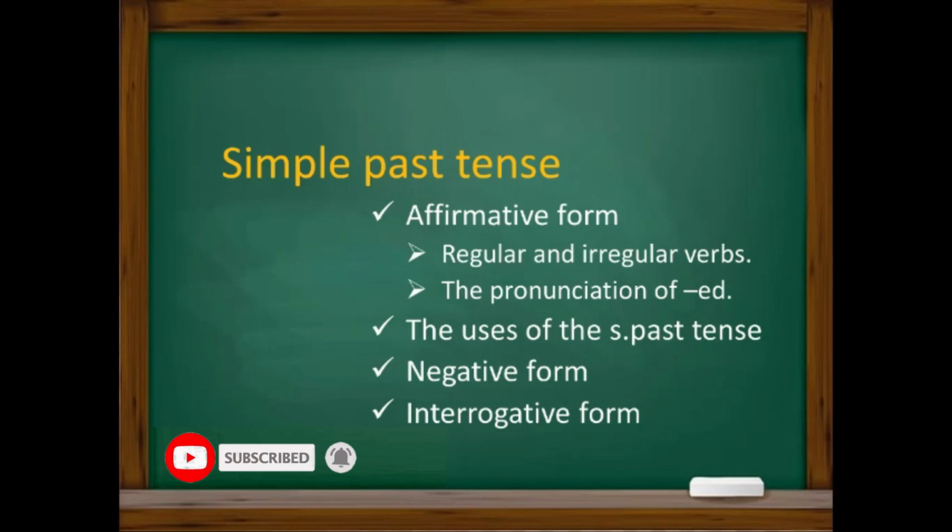In this lesson, I'm going to focus on the three forms of simple past tense: the affirmative, the negative, and the interrogative form. I'm also going to shed light on the different uses of simple past tense, in addition to the different pronunciation of ed endings.